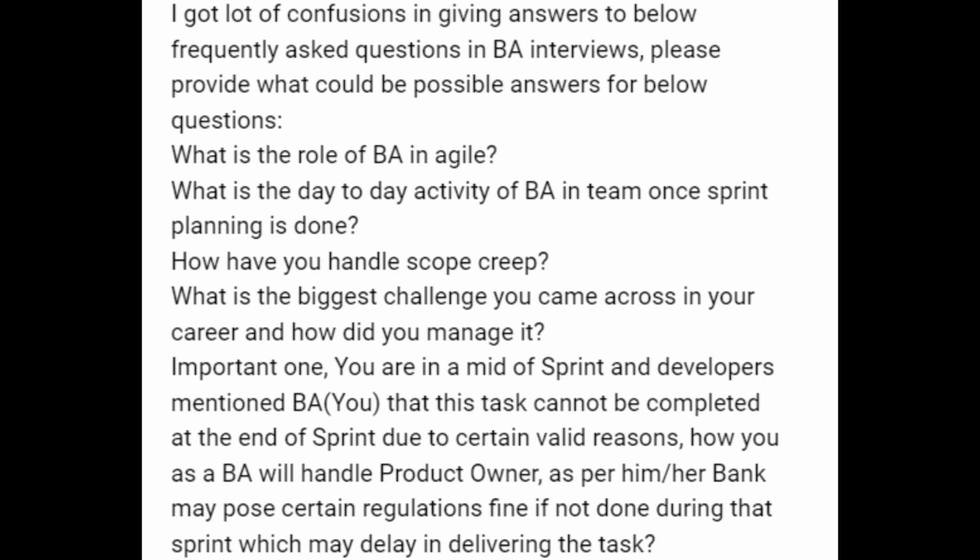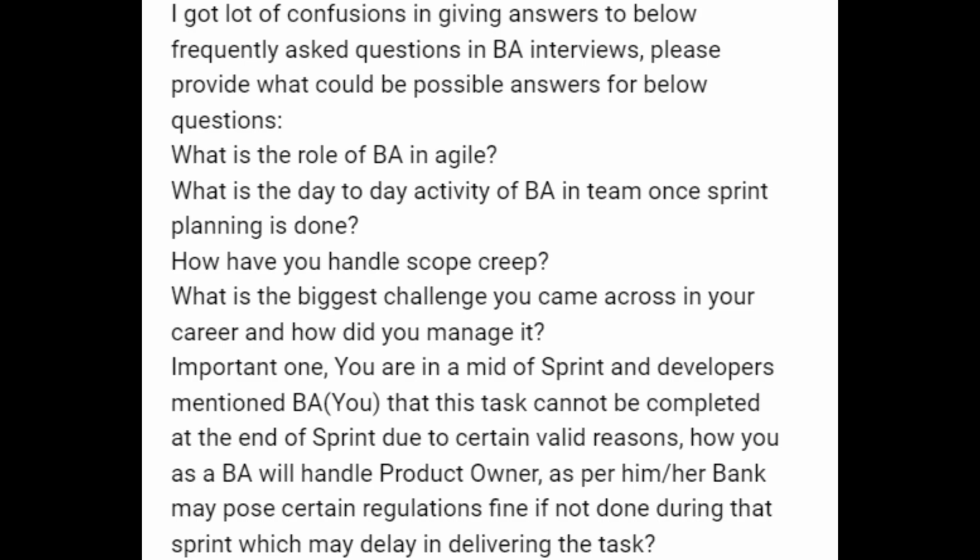And then here's another one. He says, you are in a mid of sprint. I think he means the middle of the sprint. And developers mention to the BA that this task cannot be completed at the end of the sprint due to certain valid reasons. How do you as a BA handle the product owner, as per him, whose bank may pose certain regulations, fines, if not done during the sprint, which may delay in delivering the task?